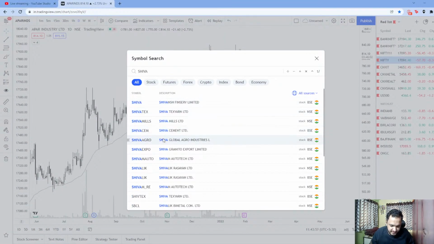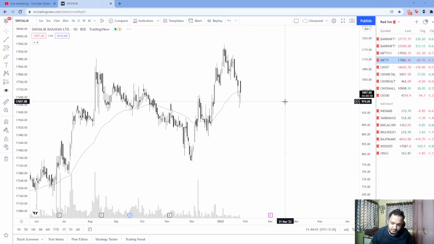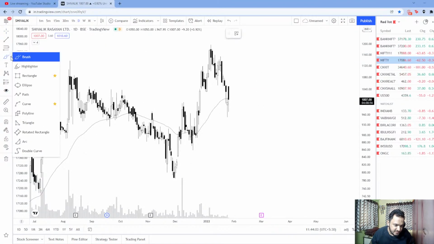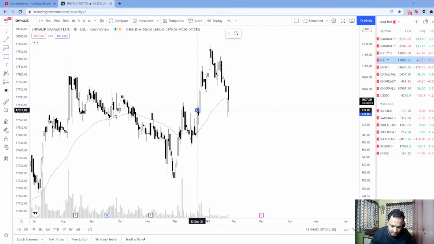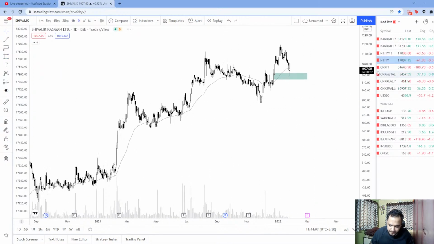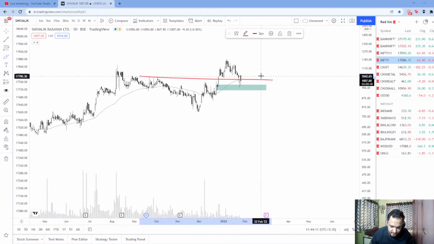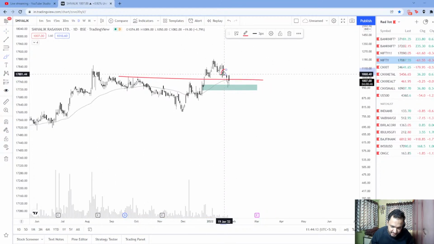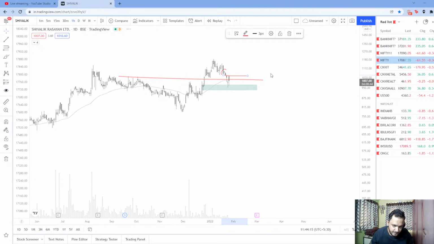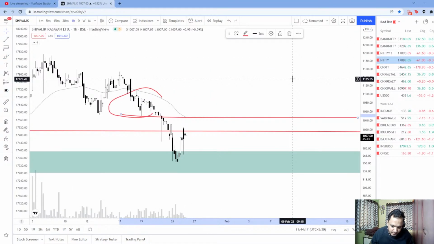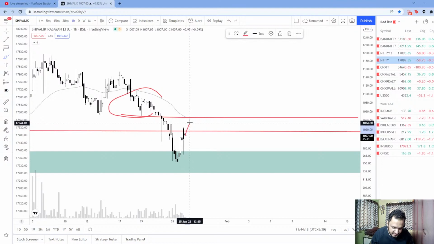All right, Shivalik Rasayan. Let's check this out. Where is Shivalik Rasayan? Yeah. So this is actually a good structure. Wait, just a second. This is the breakout right here. This is the previous supply. It's tested multiple times. So now suppose it starts sustaining above the hourly 50 EMA. You can take a long here. This is actually a good structure. Good one.